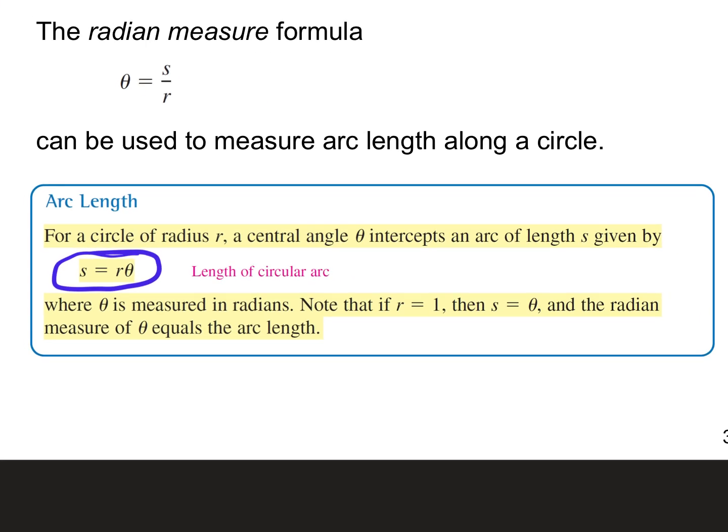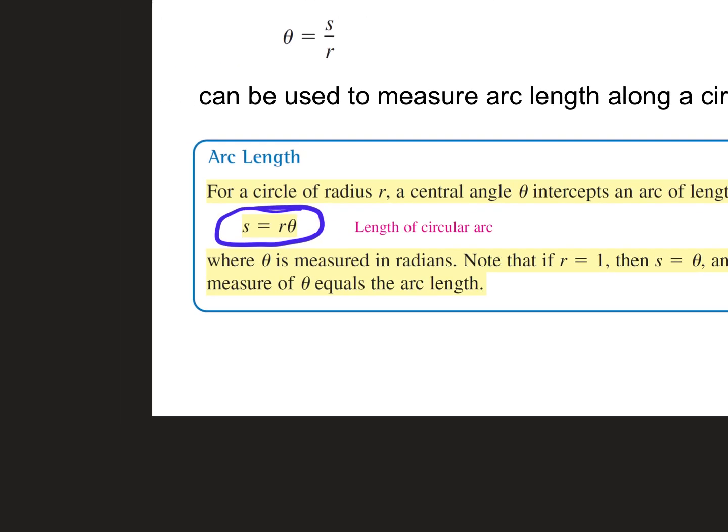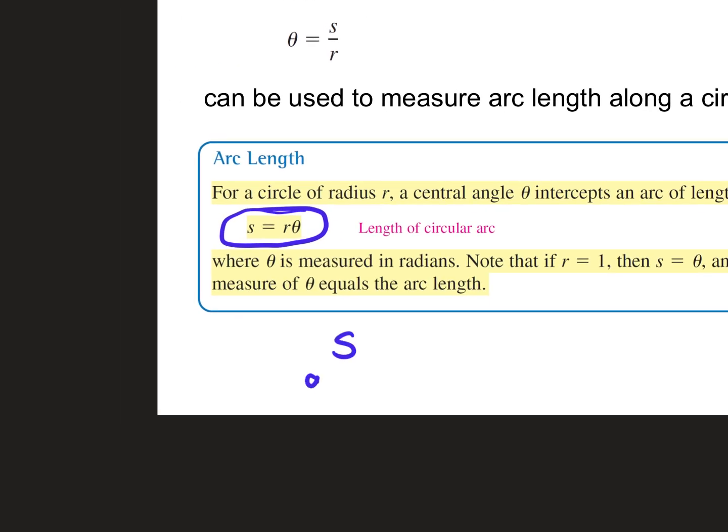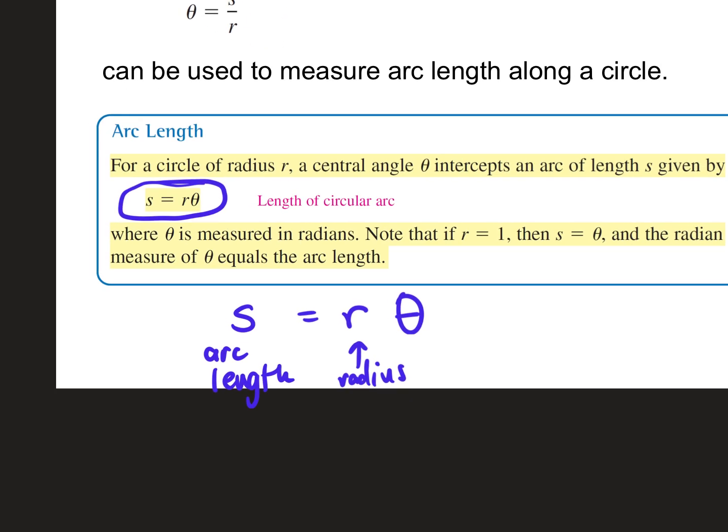It says for a circle of radius r, central angle theta intercepts the arc length of s. So s is the arc length. Let me explain to you what arc length is, okay? Equals r, the radius that they give you or that you're going to find. And then theta is the central angle.